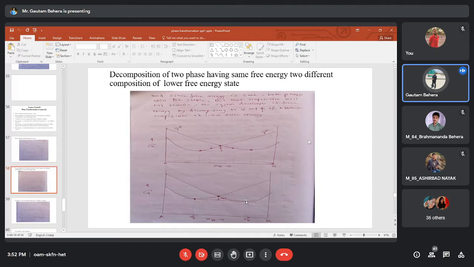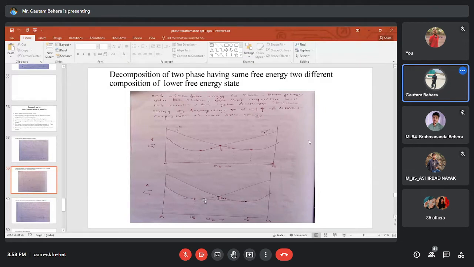The tangent is drawn to the two curves, and it has intersected the lowest point of alpha and the lowest point of beta, which shows the minimum free energy. Initially this is Z and this is the final G, so this will be delta G, obviously. And what is this composition? If this is XB, you can see the composition of this point is XB alpha, and this composition is XB beta.